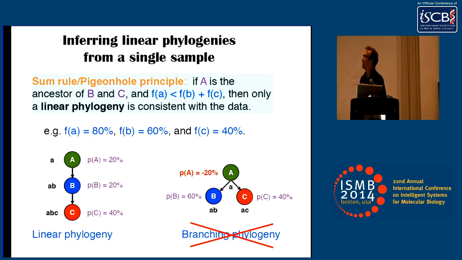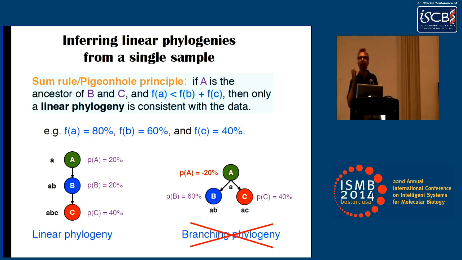If subpopulation A is the ancestor of B and C, and you've established that somehow, and you find that the frequency of A is less than the frequency of B plus C, then only a linear phylogeny is consistent with the data. And the reason that is the case is because if C plus B is greater than A, that means there must be some cells that contain both B and C. Right? Because otherwise, in this branching phylogeny here, the frequency of B plus the frequency of C has to be less than or equal to the frequency of A. Right? Because there are these cells up here in A that only contain A. Does that make sense? Yeah? Okay. Thanks, Chris. All right. So under those circumstances, you can rule out the branching phylogeny.